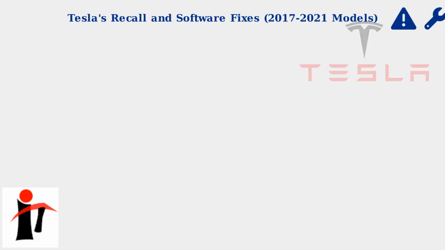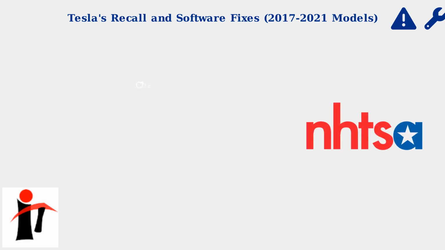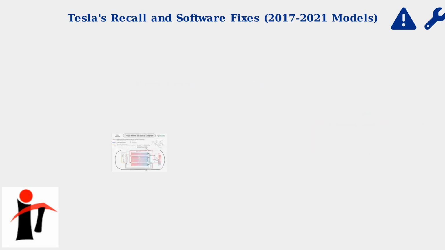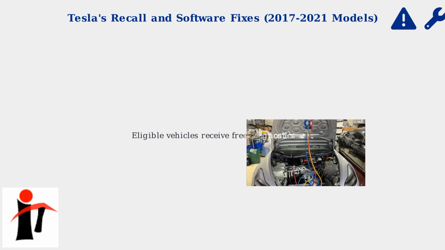Tesla issued a recall, NHTSA Campaign 23V123, for Model 3 vehicles built between 2017 and 2021 due to AC compressor failures from refrigerant leaks and low oil. Check if your VIN is included in the recall. Software updates were rolled out to monitor AC system health and provide early warnings. Eligible vehicles receive free diagnostics and replacements under warranty.